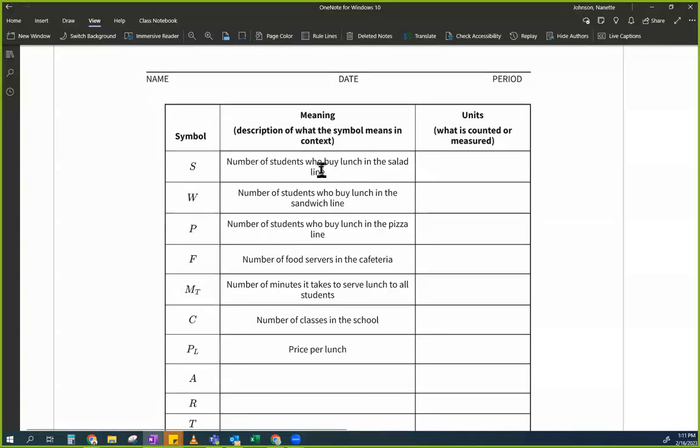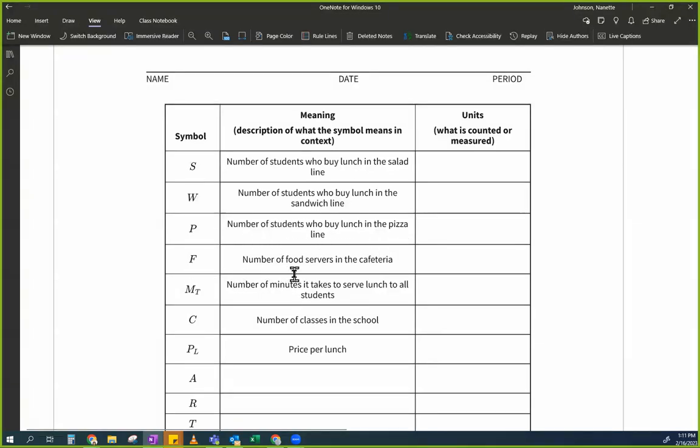Very good. You can't have a variable that means two things, right? That would not describe a function. Doesn't that make sense? Because if I say S and you all are thinking salad, but I'm talking about sandwich, do you see the confusion there? Math is known for not being confusing like that. Yes. Okay. So P stands for the pizza line.